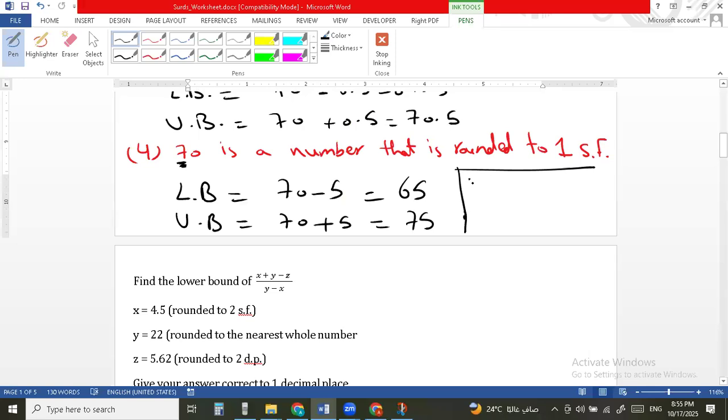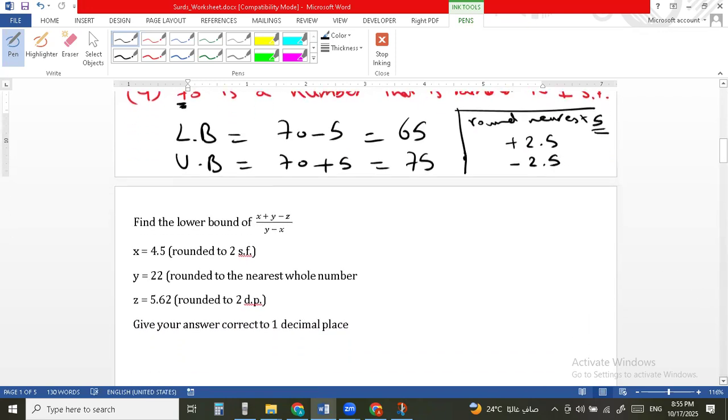But if I say to you, it's rounded to the nearest 5 centimeters, for example, so I'm going to add and subtract what? Rounded to the nearest 5, I'm going to add 2.5, I'm going to subtract 2.5. Just the half of the step.